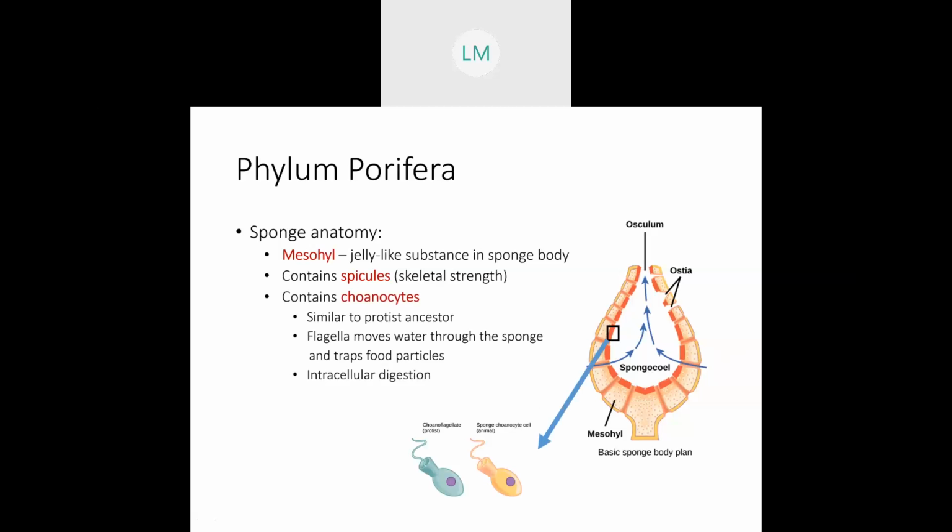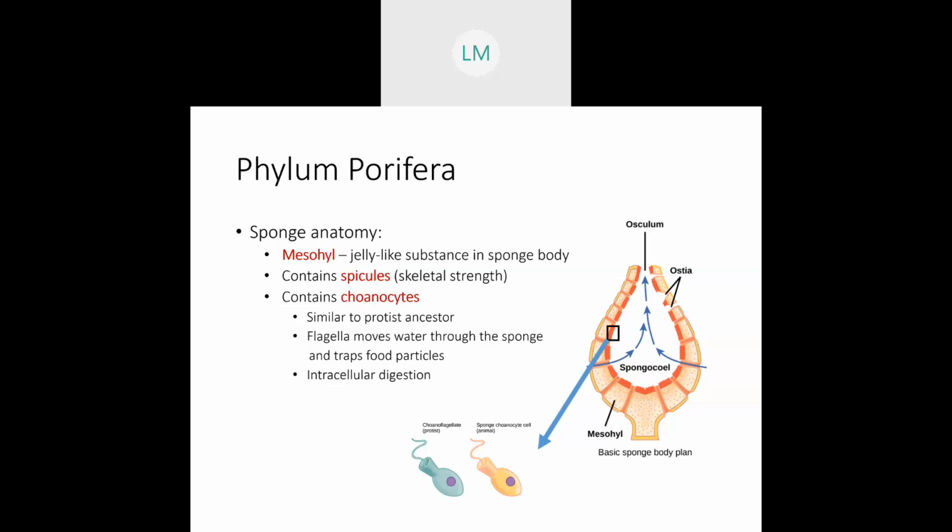This is also going to contain those choanocytes. So these are what are similar to our choanoflagellates, our protist ancestors. These are our protist ancestors here, and these are the cells that line the inside of this sponge cavity. So these flagella on these cells are going to whip around, and they are going to move the water through the sponge and trap those food particles. Then those food particles are going to be brought inside of these cells and digested within the cell. So that is referred to as intracellular digestion, happening within the cell.